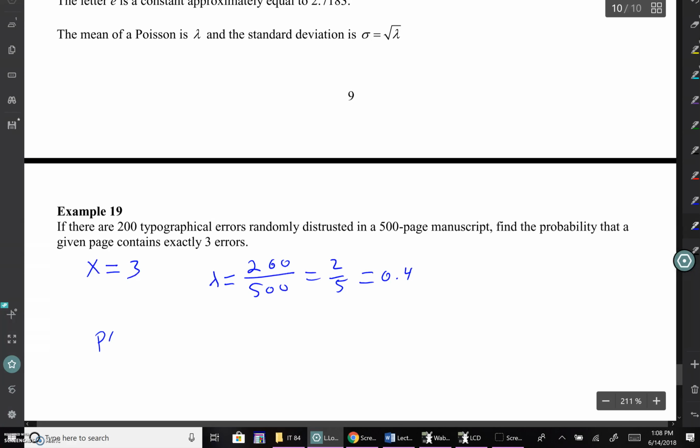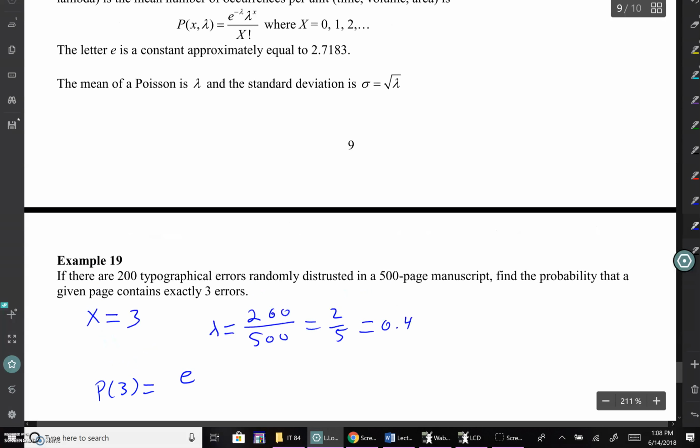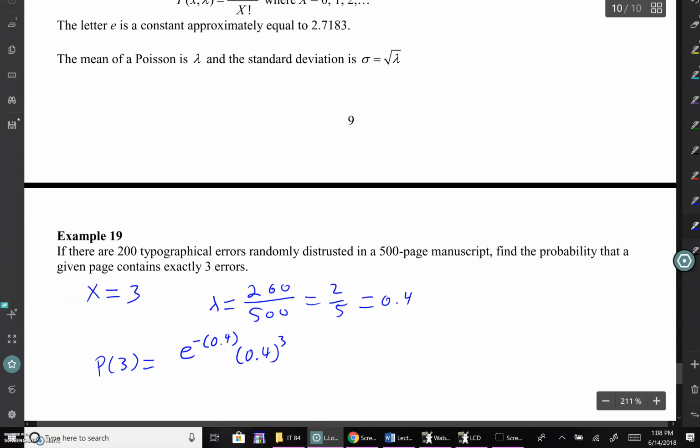So if I want to figure out the probability of those 3 errors, I'm going to use my formula above, which says that I should have E, and E is just a number. So if you don't have the button E, we'll use 2.7183. If you have E, we'll use it. So we're going to do E raised to the negative lambda, so E raised to the negative 0.4. Then you're going to multiply by 0.4 raised to the x, and x is 3. And we'll divide by 3 factorial.